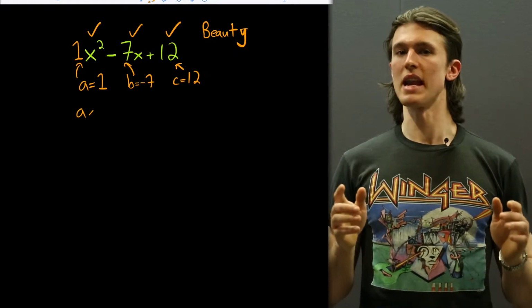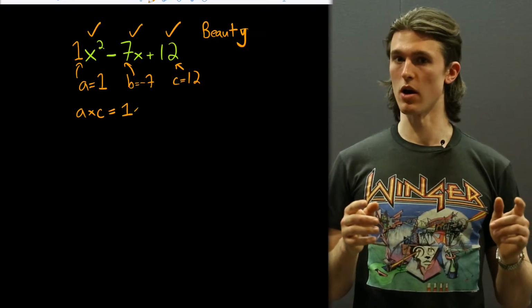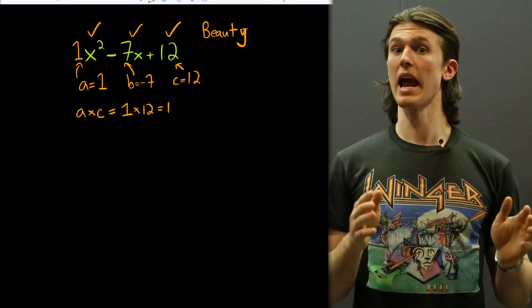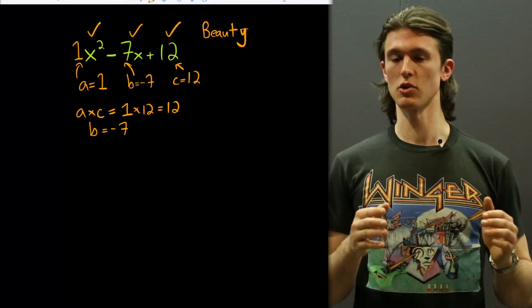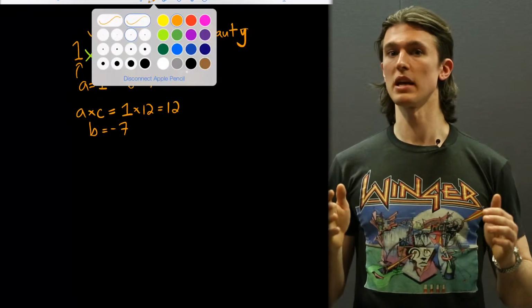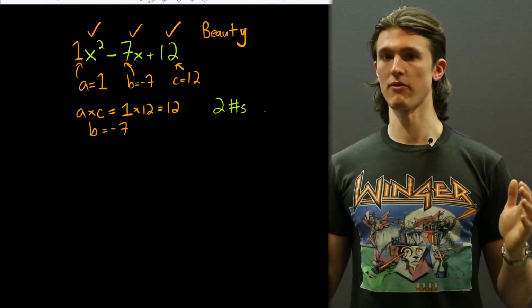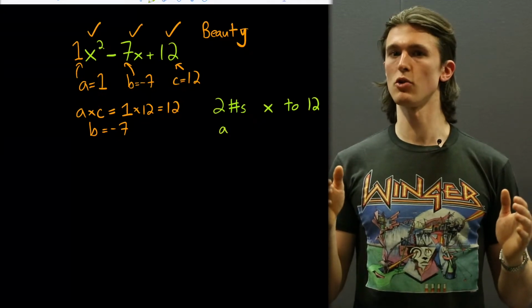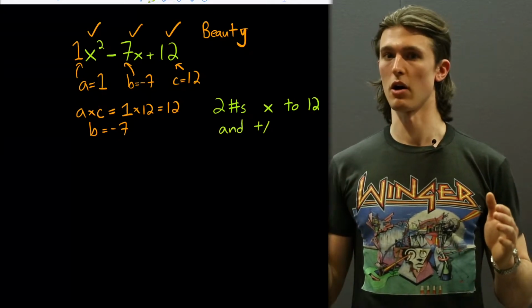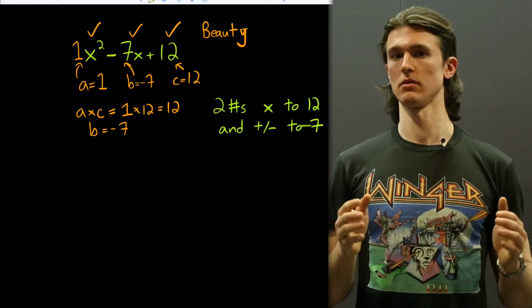So now, our next step is to do A times C. A in this case was 1, C was 12, A times C, 1 times 12 is 12. Next, we have to label B. B in this case is just negative 7, so we have B equals negative 7. Now here comes the hard part. We need to find two numbers that multiply to 12, but add or subtract to negative 7.